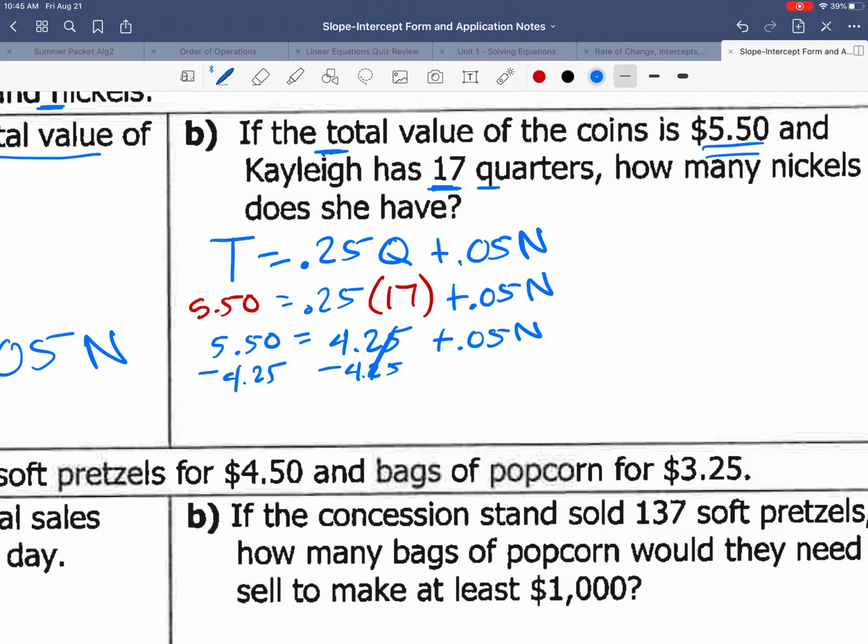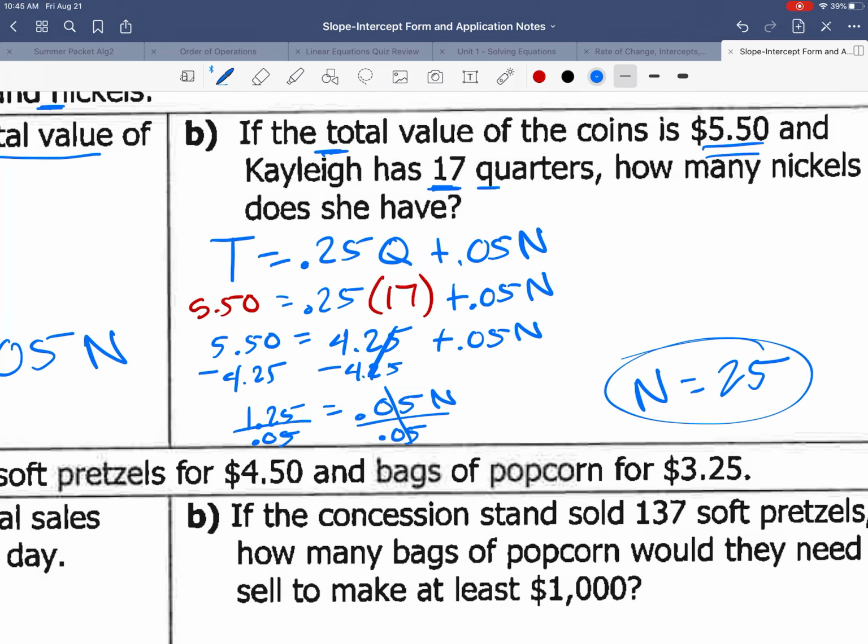5.50 minus 4.25 is only $1.25 left. So she has $1.25 worth of nickels is what this is saying basically. If we divide that by 0.05 to get N by itself, that will tell us exactly how many nickels is $1.25. So my nickels equal $1.25 divided by 0.05 is 25. She has 25 nickels.